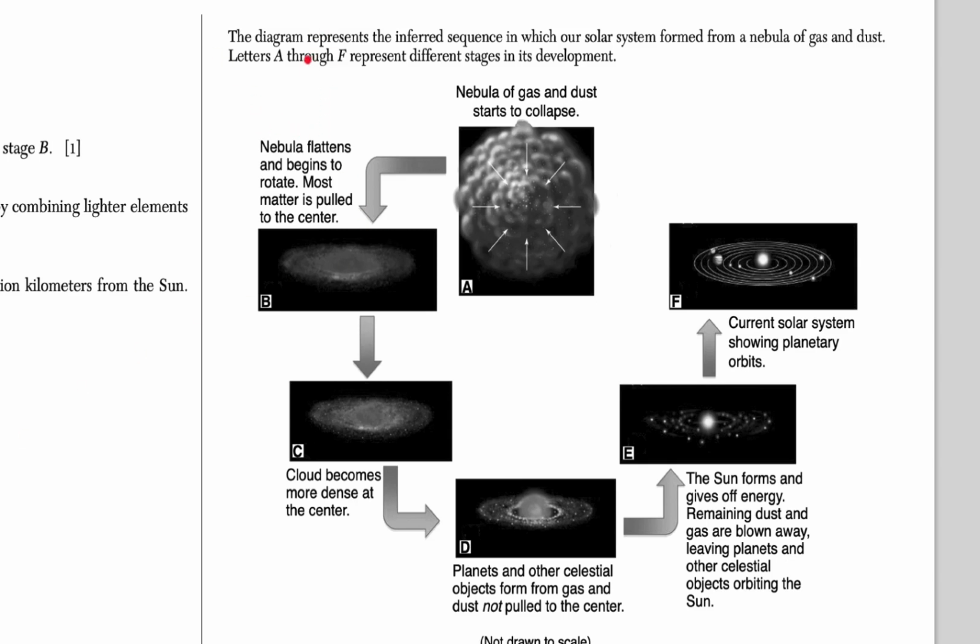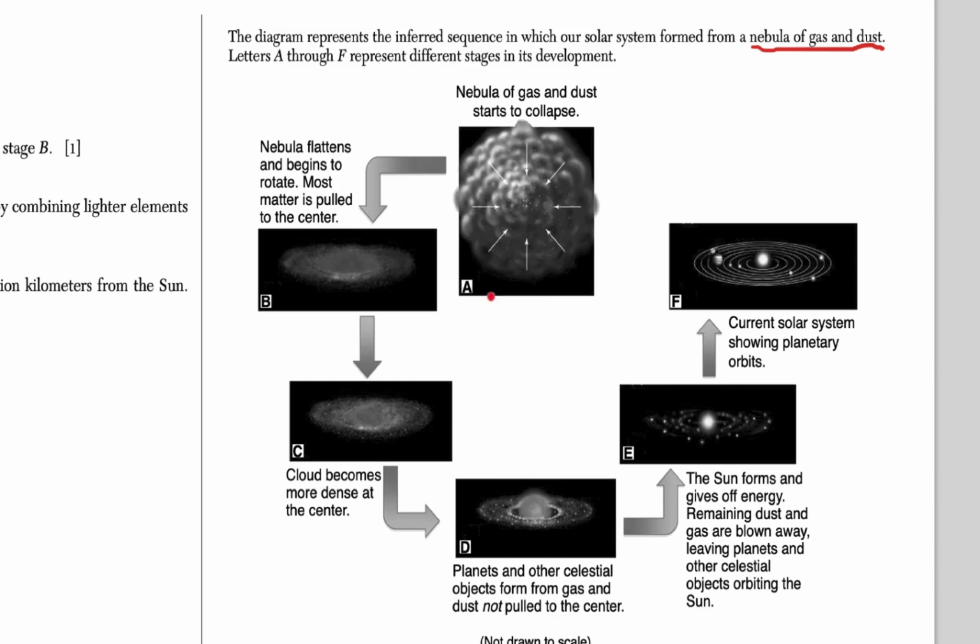So here we have a diagram which represents the inferred sequence in which our solar system forms from a nebula of gas and dust. So they're talking about our solar system. Remember, when you hear those words, you think of the planets, you think of the sun at the center, and then other objects like comets and asteroids and so forth. Letters A through F represent different stages in its development. So now here's another graphic. You have to follow the arrows.